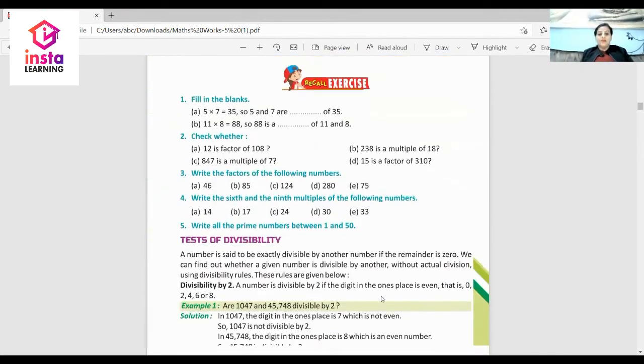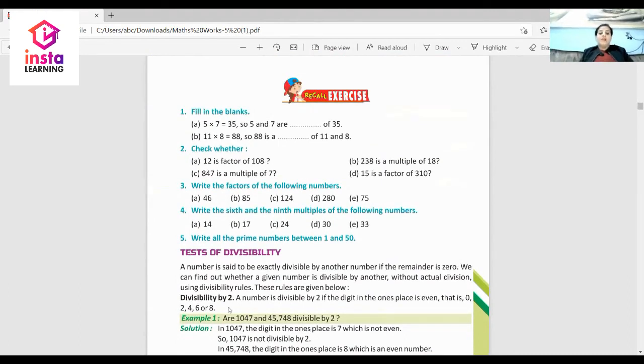Okay, so here we are going to do the recall exercises. In that, 5 into 7 is 35. So 5 and 7 are factors. Just write here, factors. After that, 11 into 8 is 88. It means 11 eights are 88. So 88 is the multiple. It comes in the table of 8 and 11 both. So it is called a multiple.